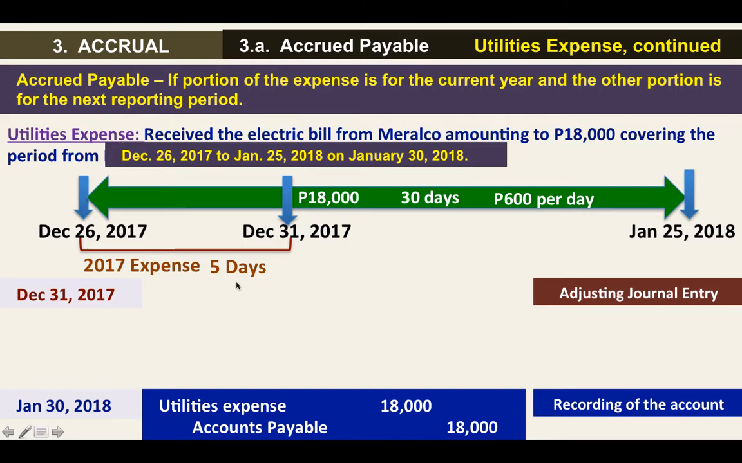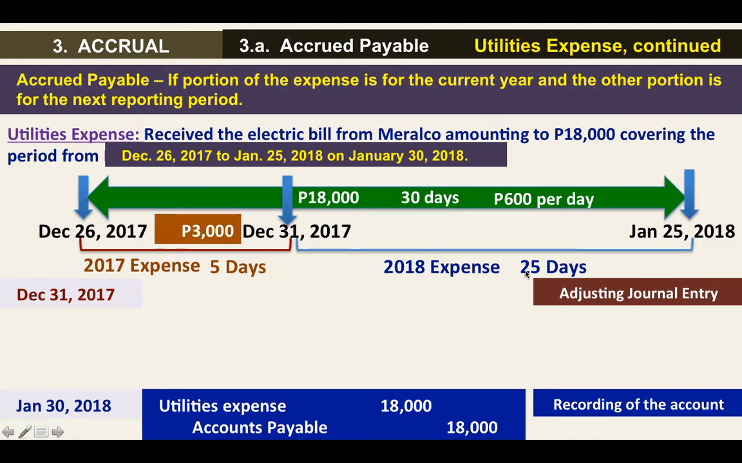Okay, so now 5 days, and for 2018, that will be from here to 25. So that will be equivalent to 2018 expense, that will be equivalent to 25 days. Okay, so 25 days times 600, that will be your 2018 expense. So here, 5 times 600 will be 3,000. 25 times 600 will be 15,000. So now we can prepare based on this analysis. Alam natin 3,000 ang expense ng 2017.